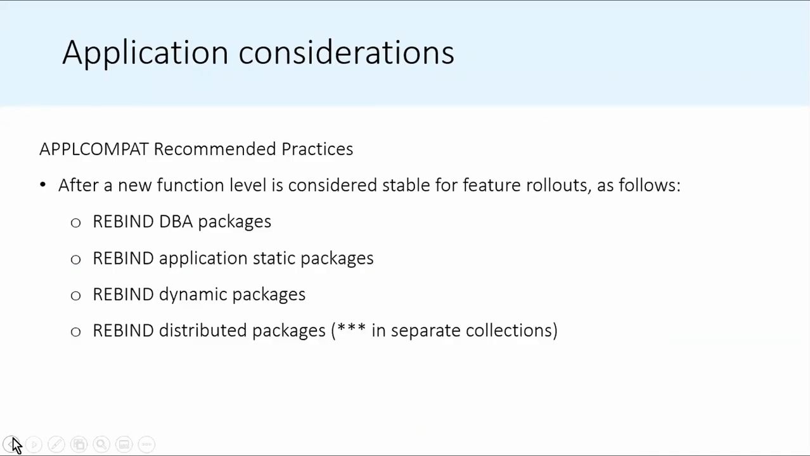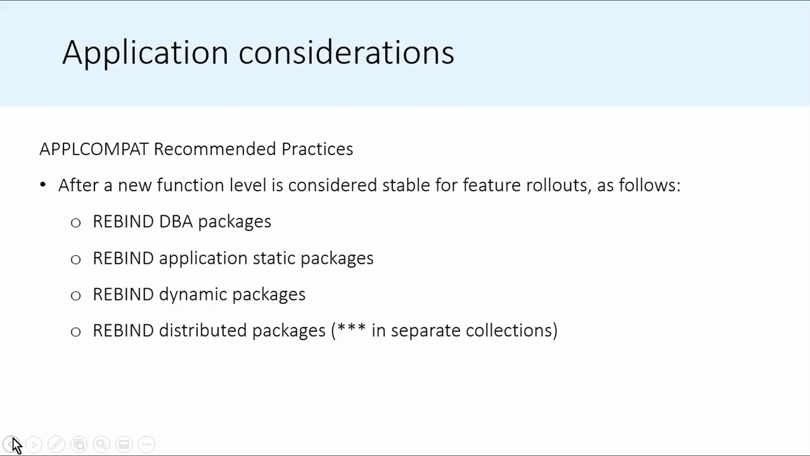So after a new function level is considered stable, rebind your DBA packages, right? So your things like admin tool or the other vendor tools that accomplish the same thing, and so on. You can rebind application static packages. If you're not changing the SQL, you don't need to change the APPLCOMPAT level, but it is nice, especially on a new version, to get the new version's runtime structures, and so rebind is recommended.